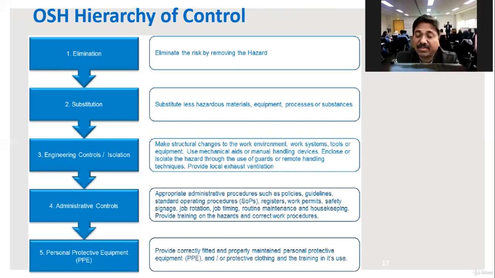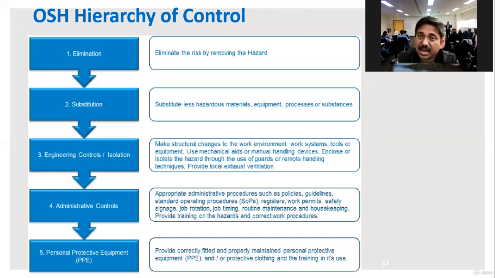Eliminate the risk by removing the hazard. Suppose you have a high noise equipment, you install it far away site from your office areas, so the noise hazard to the office spaces is reduced. Or you put a glass coverage for that noisy equipment, and that sound will not come outside. It is called elimination.